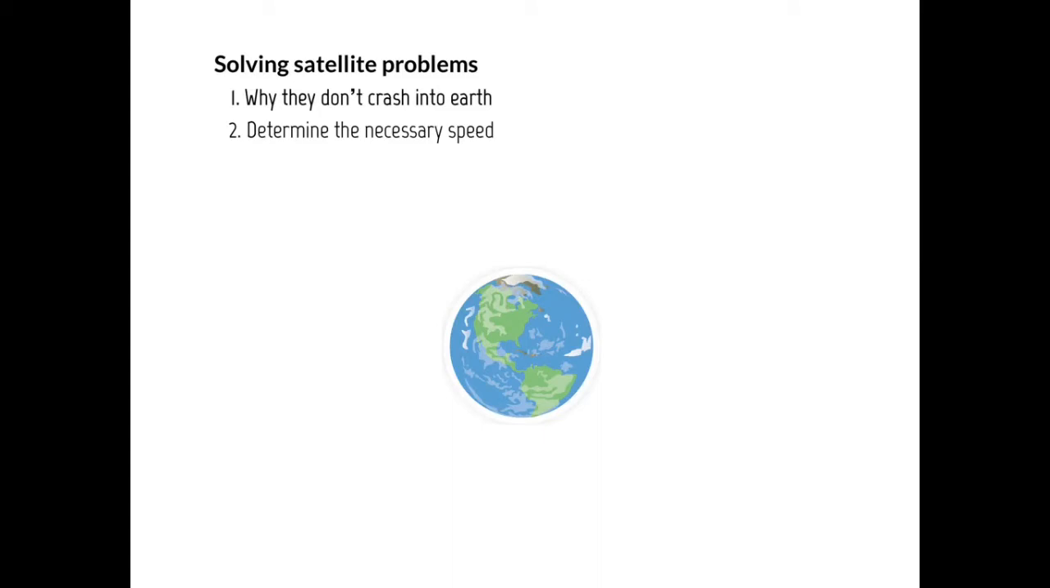Alright, so today we're going to talk about solving satellite problems. First, we'll talk about why they don't crash into Earth. And then we'll talk about the necessary speed to keep the satellite in orbit. So let's say we have the planet Earth, and we have a satellite traveling around it.